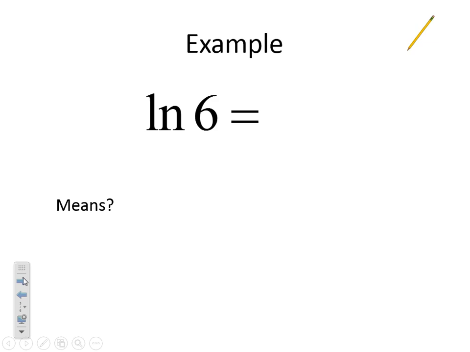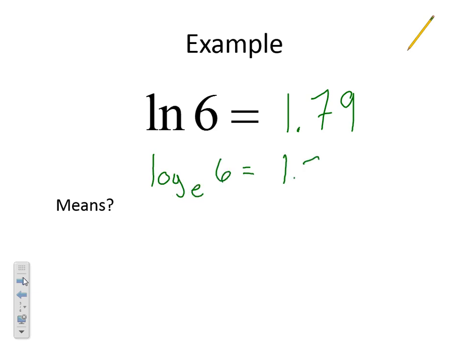Now an example here, this is what we're going to put into our calculator. ln of 6. You're going to have to find that button on your calculator. It's usually in the same place that e is. So we've already used e, so you want to find that ln button on your calculator. When you type that in, you get approximately 1.79. Now, ln of 6 is the same as saying log base e of 6. So these are the same exact thing.